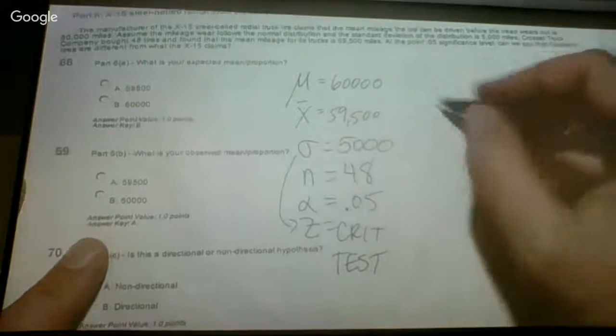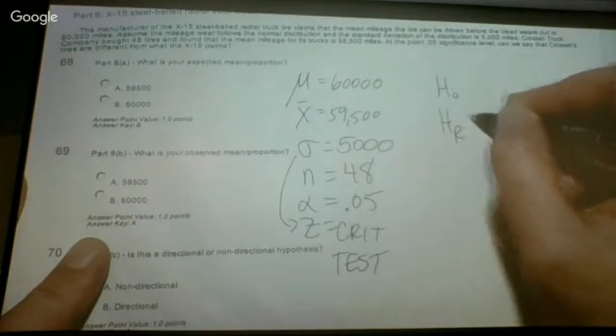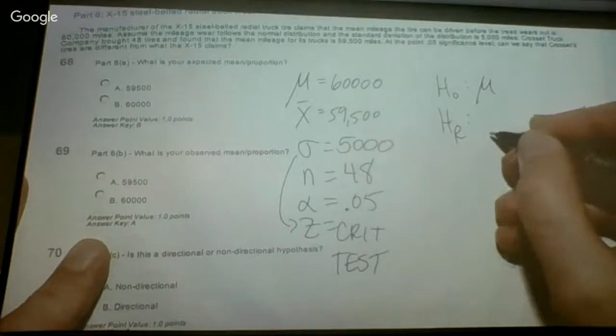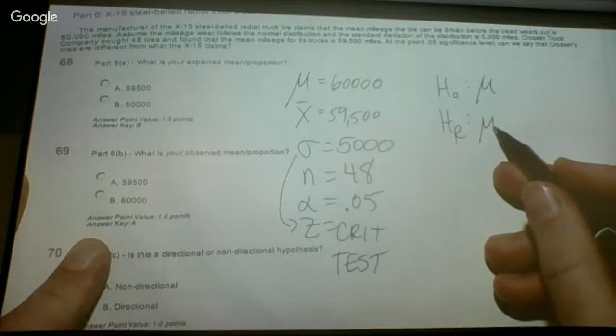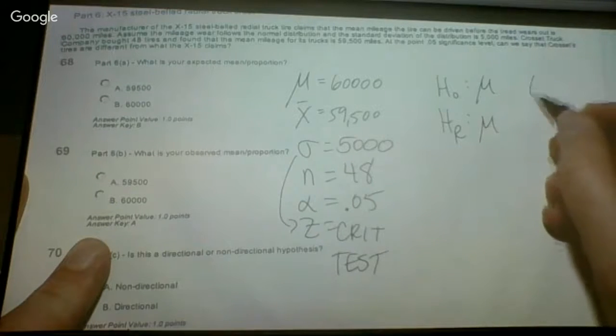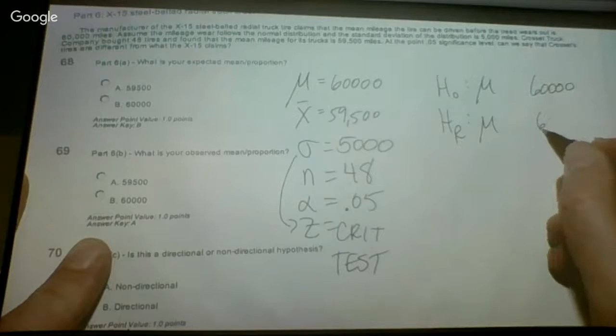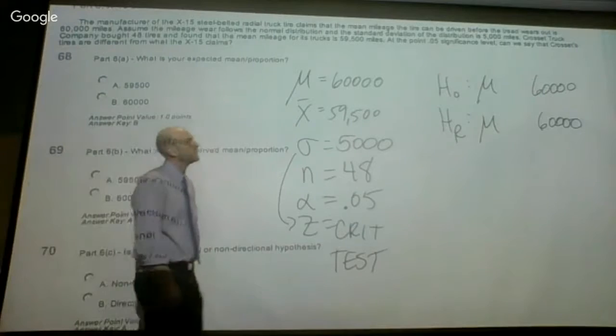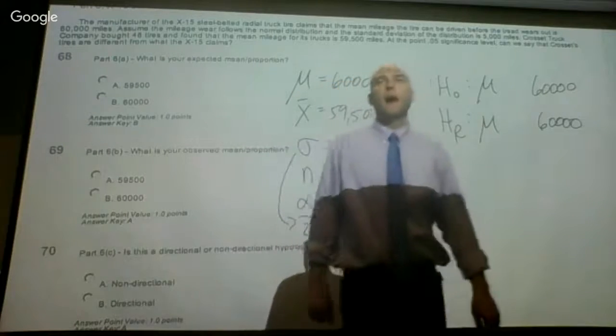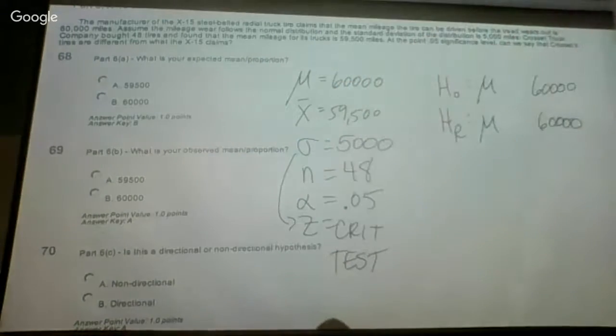Time to come up with two hypotheses. They're both going to be hypotheses which pertain to mu. This is an inference we make about the tires that Crossett bought, and we're going to compare it to what we expect. As we expect 60,000, we're going to make an inference about the tires that Crossett bought. Time to decide if this is directional or non-directional.